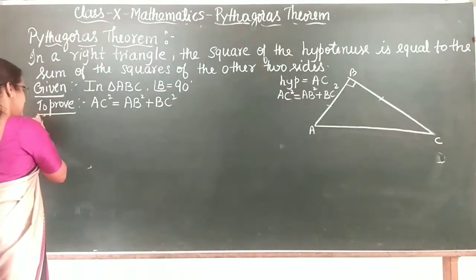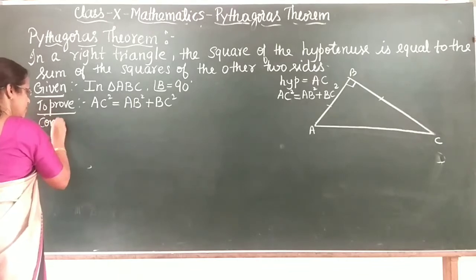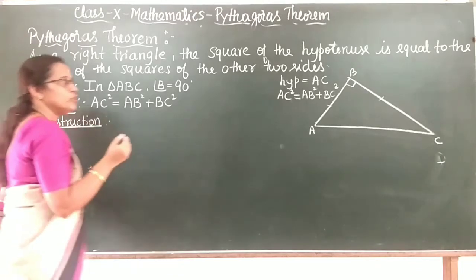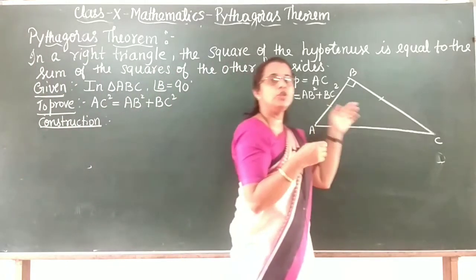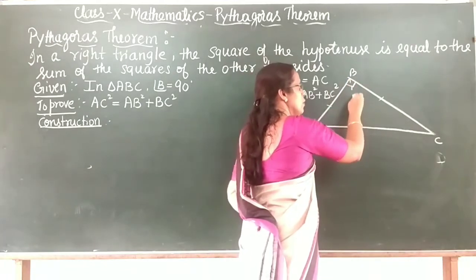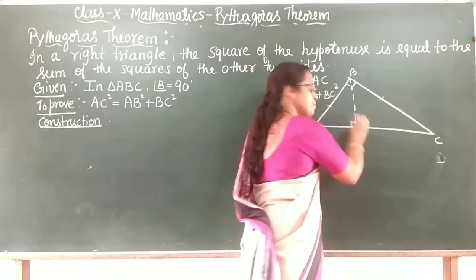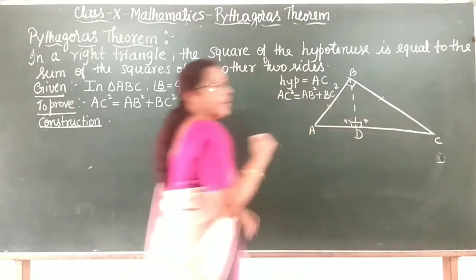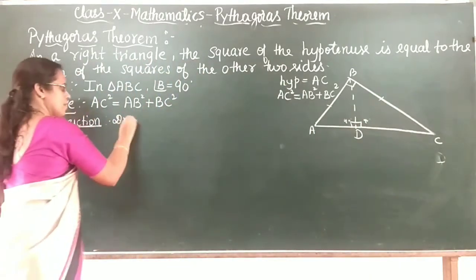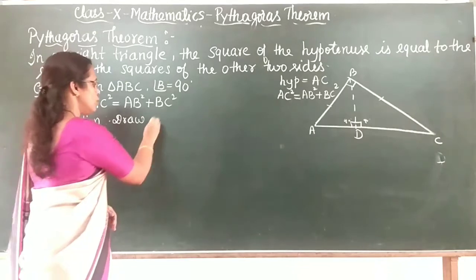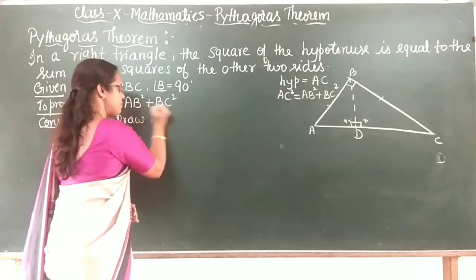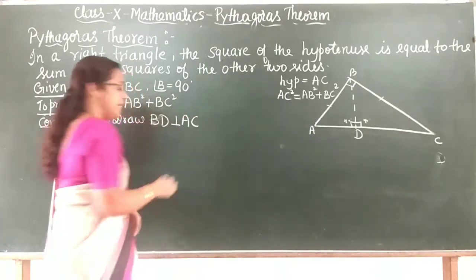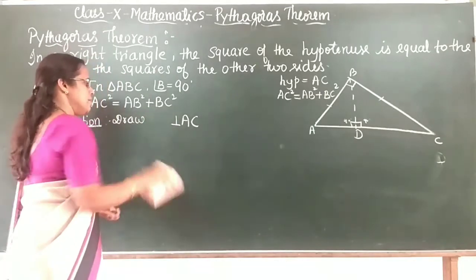Then construction. So what do you have to do? One extra thing you have to do. To prove this, we have to draw one perpendicular. Okay, children, so BD. This is 90 degrees, this is 90 degrees, perpendicular. So let us write here: draw BD perpendicular to AC.